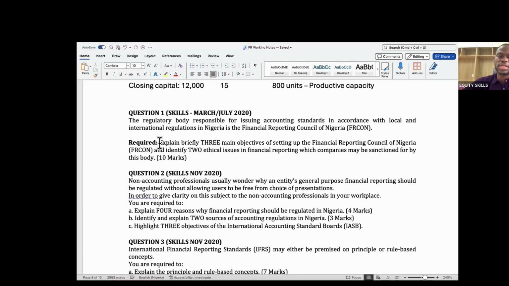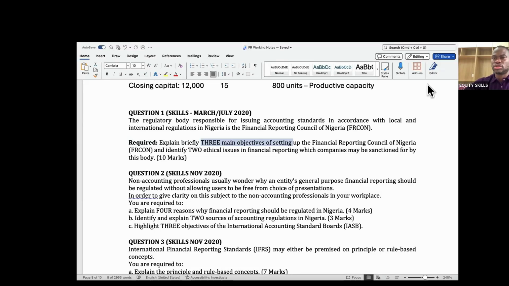Required: briefly explain three main objectives of setting up the Financial Reporting Council of Nigeria, and explain two ethical issues in financial reporting which companies may be sanctioned for by this body. Okay, so I have talked about this before. I already told you the objectives of the FRCN.